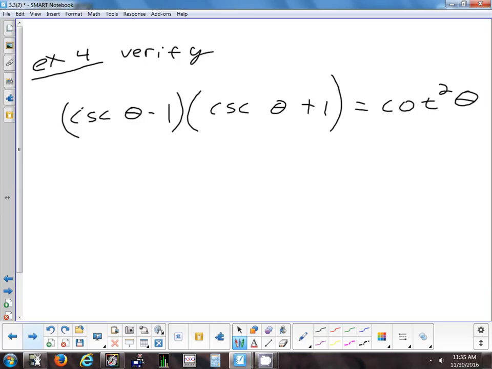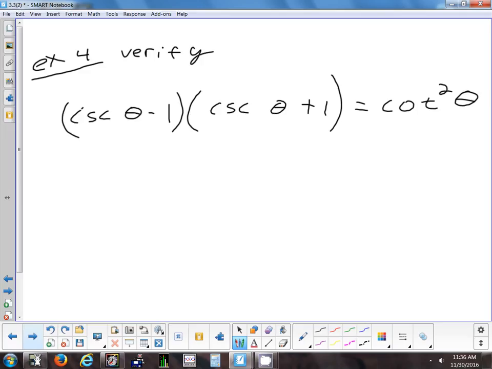All right, so this one says cosecant theta minus 1 times cosecant theta plus 1. Now, as I said, there are lots of ways to do these kinds of problems, but when I see something like that, I'm thinking something right away in my head I should do. Okay. What property could you use right away here? Distributive or FOIL, yep.